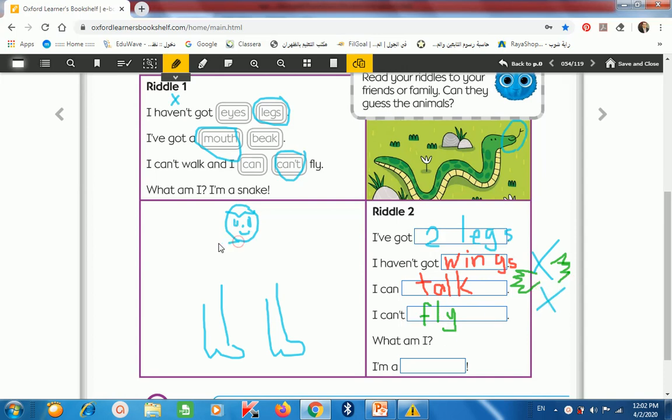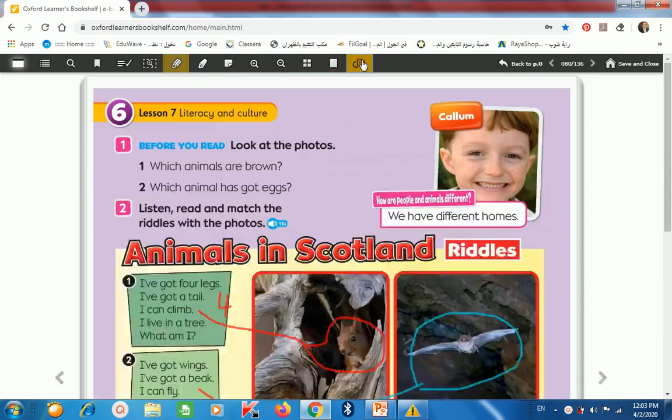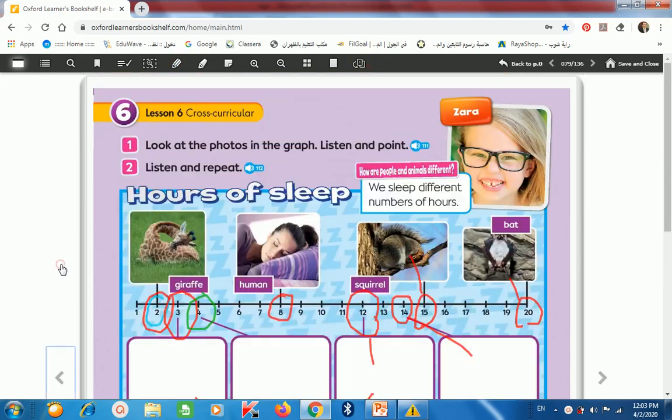Who am I? Can you tell me who I am? This is a funny drawing. Yeah. Can you see it? Can you draw better than this? What am I talking about? 2 legs, no wings. I can talk. I can't fly. Who am I? Okay, let's go back to this picture and you will see.